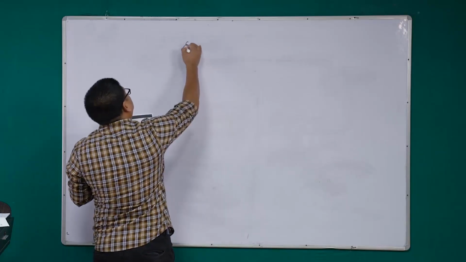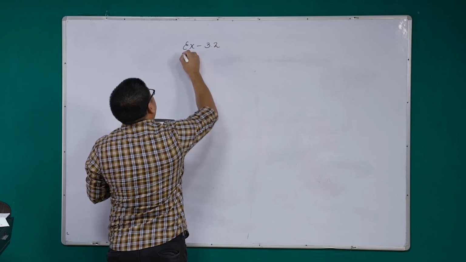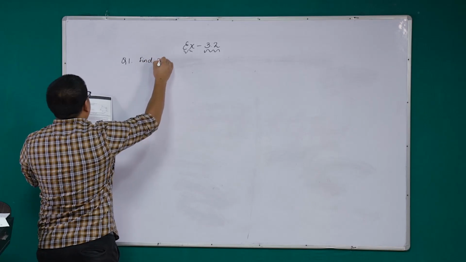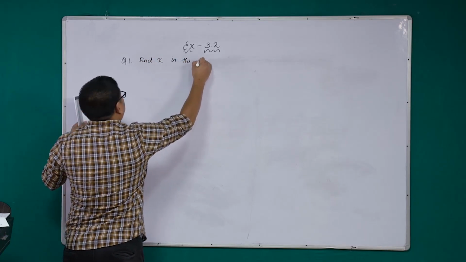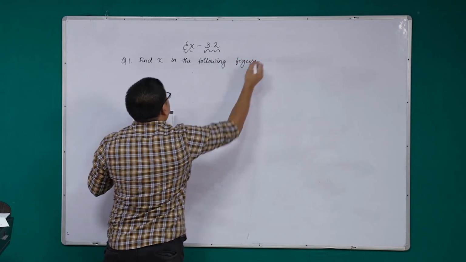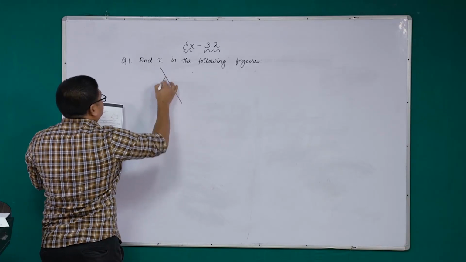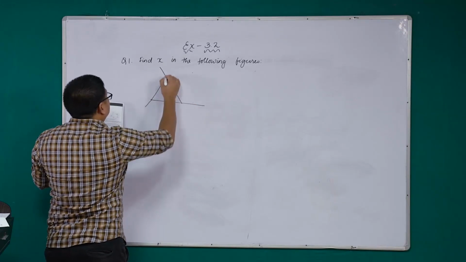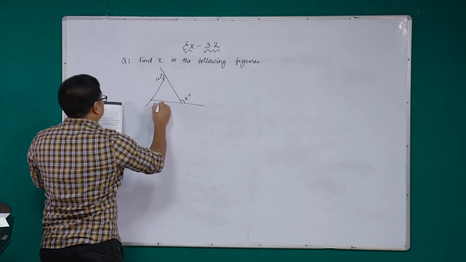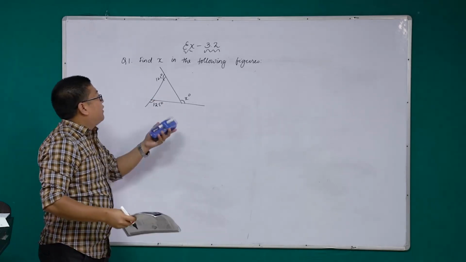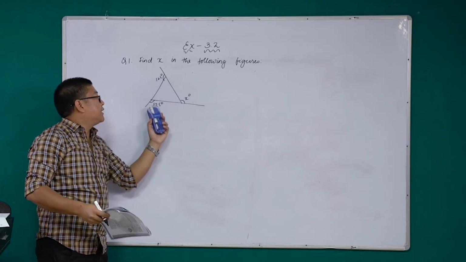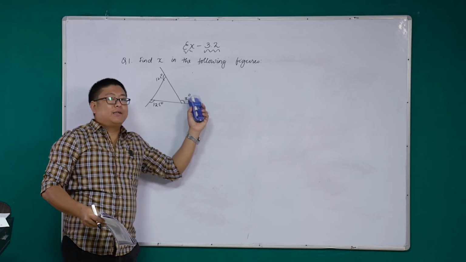With that, we will start with a new exercise, exercise 3.2. Question number 1. Here it states: find x in the following figures. Now, let me do this first. The exterior angles of a triangle, there are 3 exterior angles of a triangle. The first one given is 125 degrees, second is given as 125 degrees, and the third we have to find.